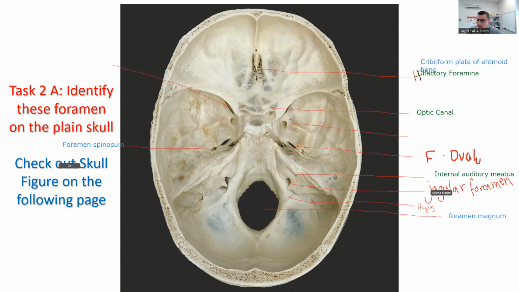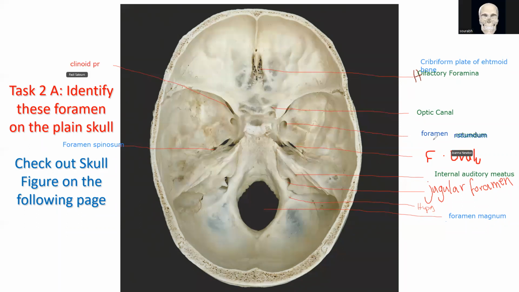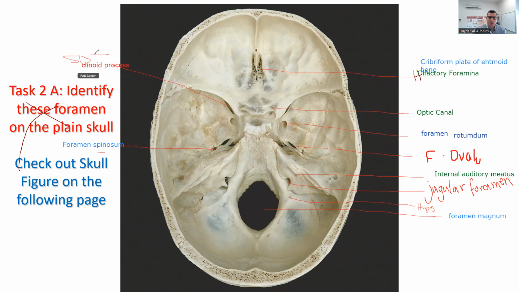What else? We've got optic canal, correct. How about this one here? Foramen what? Ovale. So there is ovale and rotundum. Which one is which? Is the rotundum one? So the top one is rotundum. Thank you. And this is the ovale and spinosum. Thank you. I can see the spinosum already here. And how about this fissure? What is it called? Just beneath the optic canal. Superior orbital fissure. Beautiful.